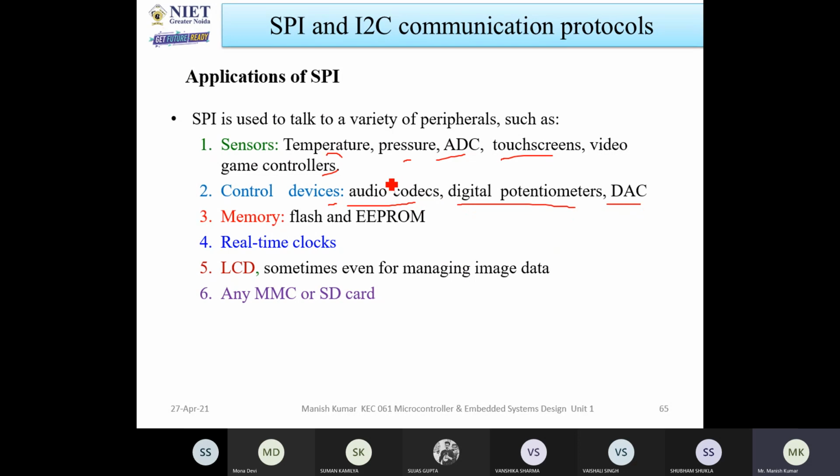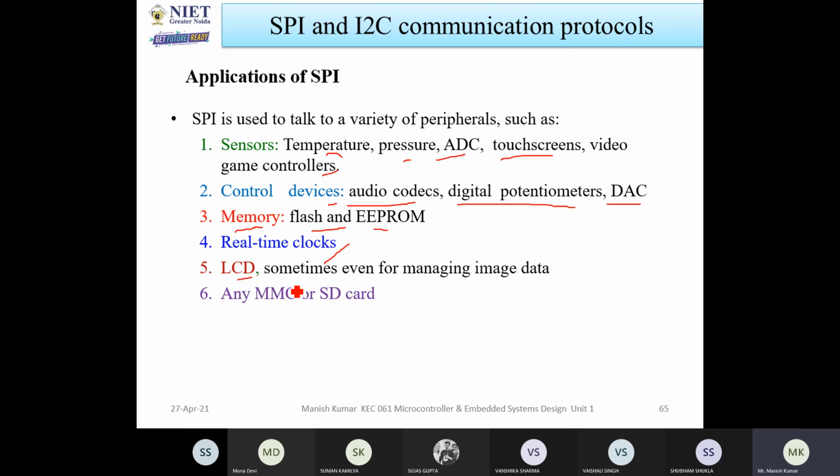What is an audio codec? Actually, an audio codec is a device capable of encoding and decoding a digital data stream. We have all seen a tape recorder. A tape recorder is also an example of an audio recorder. Memory, flash memory and EPROM you can use. Real-time clocks you can interface with SPI.